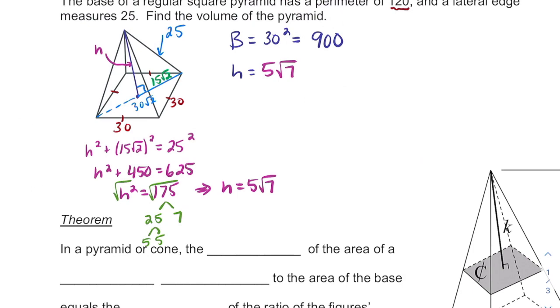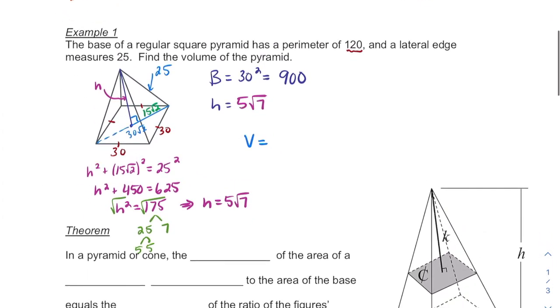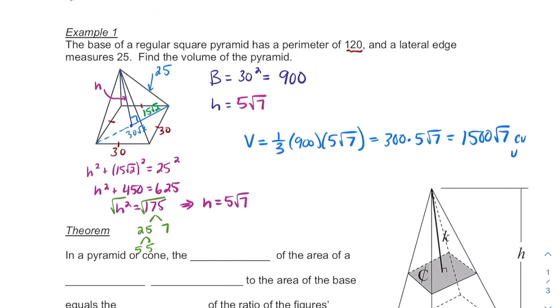So now let's go to volume. The volume of our pyramid now is 1/3 area of base times height. So it's 1/3 of 900 times 5 root 7. So we only want to do 1/3 once. 1/3 of 900 is probably our easiest one. That becomes 300 times 5 square root 7, and that becomes 1,500 root 7 cubic units. And that is our volume.